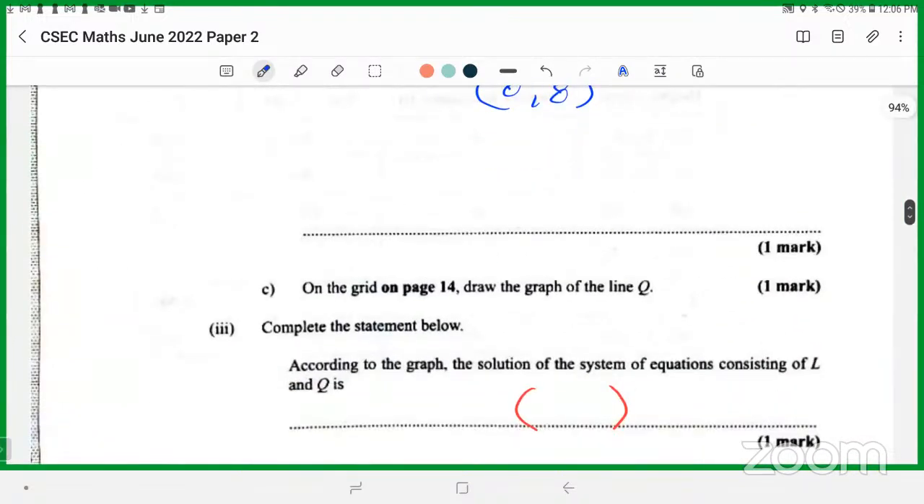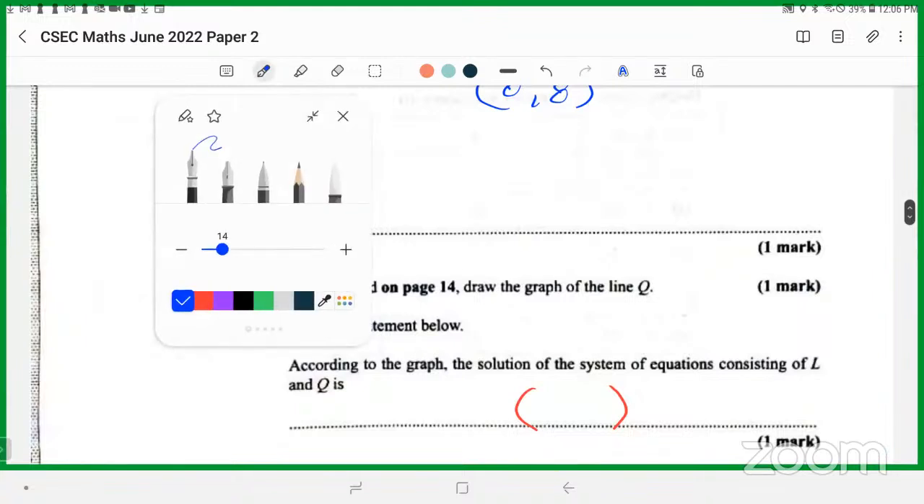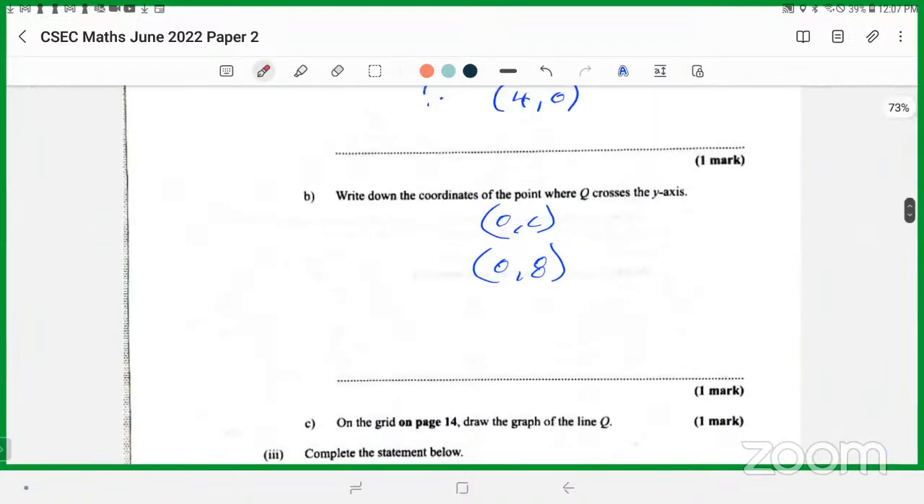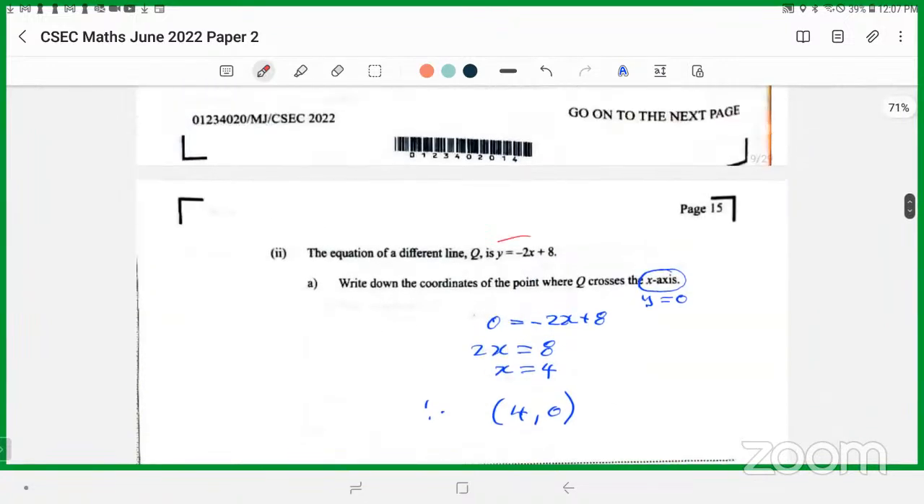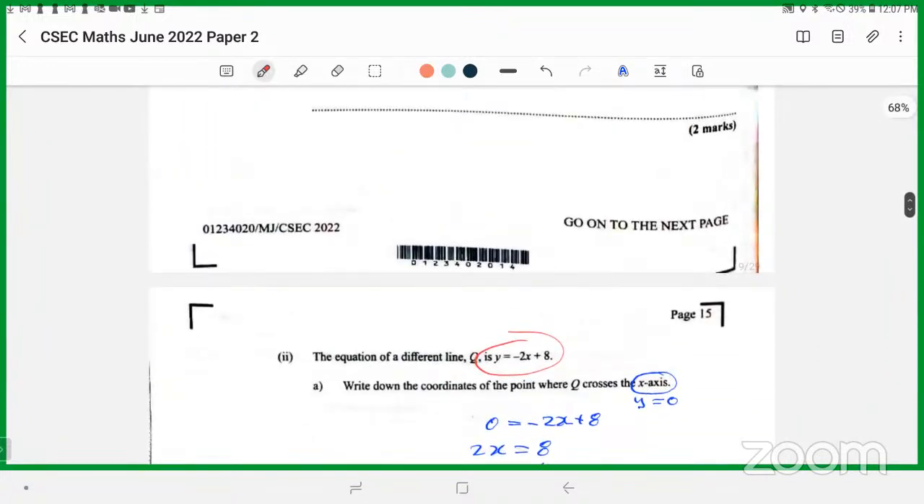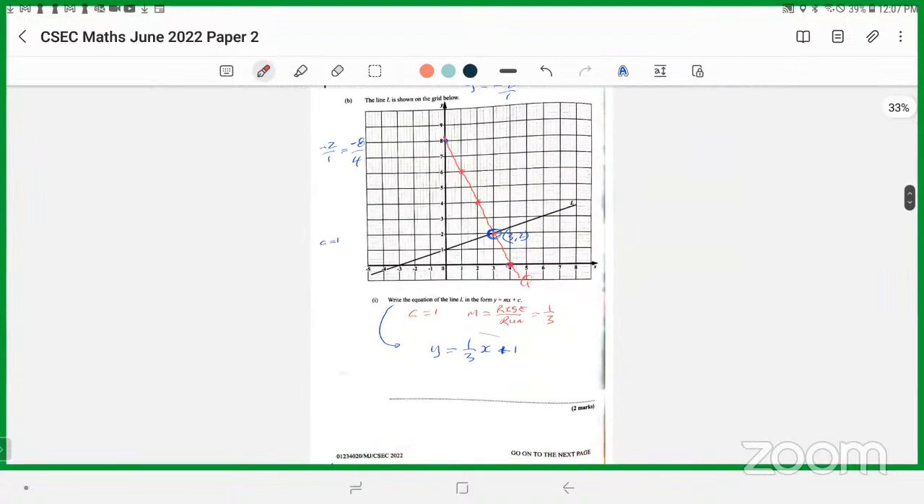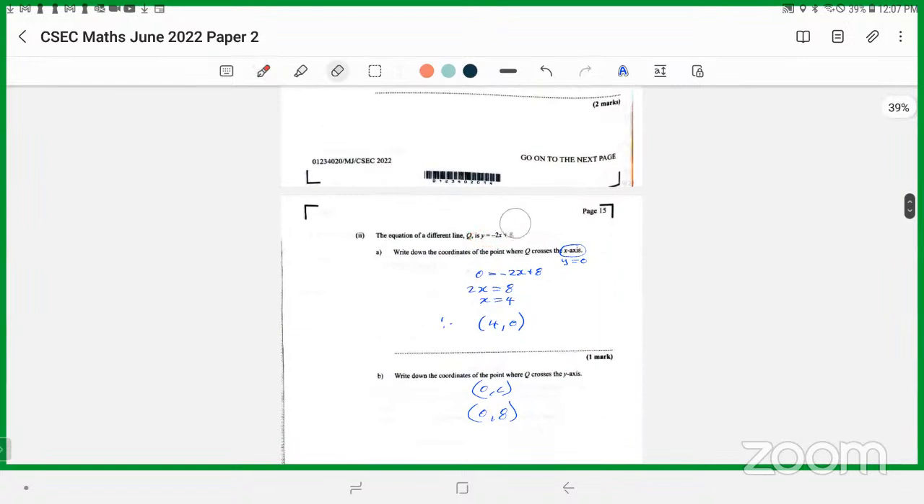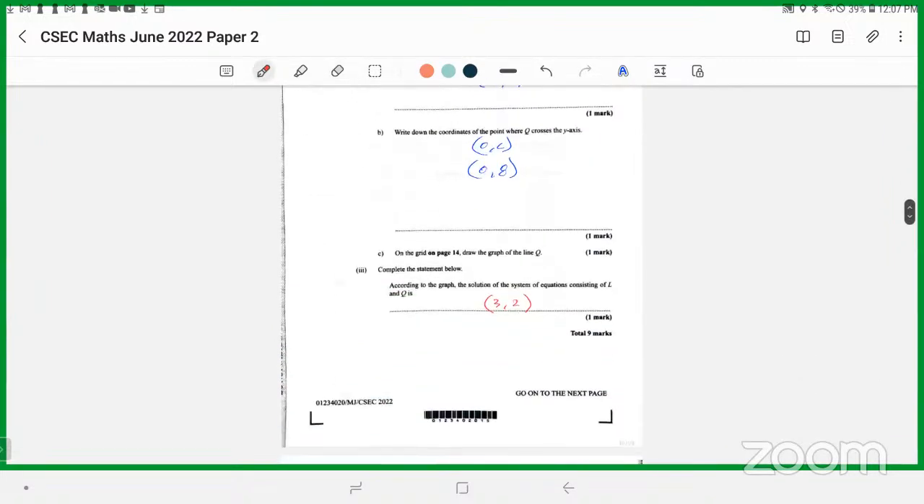3, 2. So the answer for this is 3, 2. If you solve the two equations simultaneously that I gave you, this one and this one that we got for the first line, the answer is going to be 3, 2. So if you want, you can test that for yourself. If you solve them simultaneously, you're going to get that 3, 2. All right. So I think that ends this question right here.